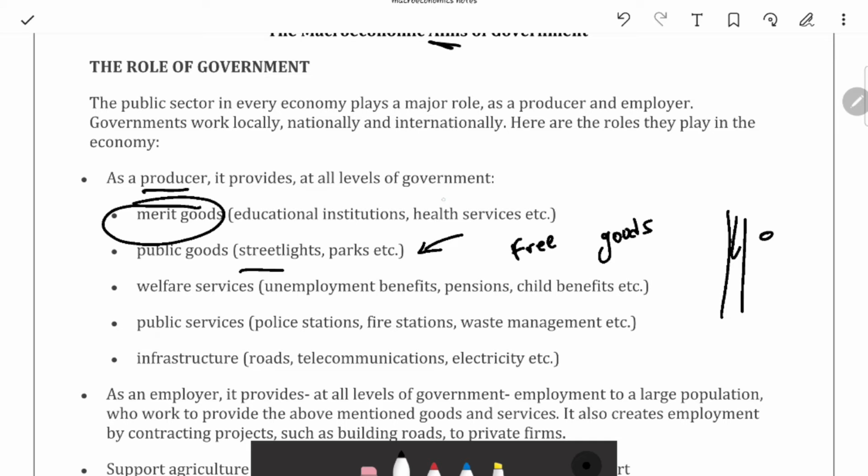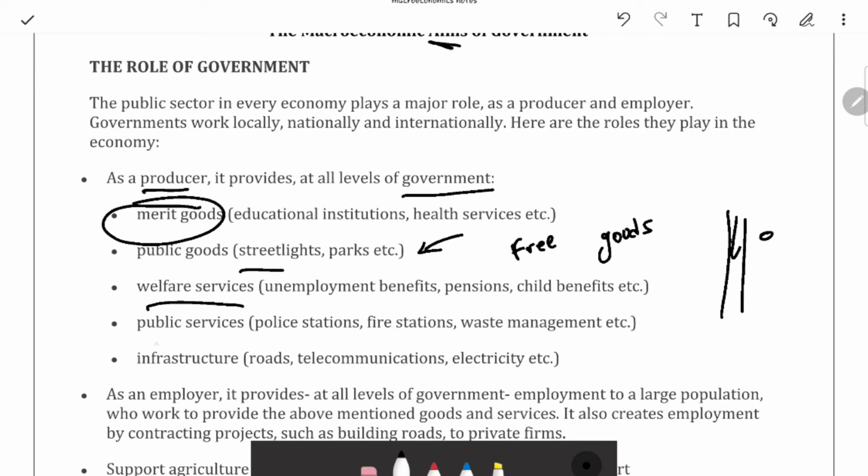Okay, some can be using streetlights more than others, but you cannot charge for it, because you cannot measure it. So in that case, the government comes and intervenes and provides these streetlights. The next one is welfare services. If citizens are unemployed, it's right for the government to provide them with basic facilities, because of course they're citizens of the country and the government has to do that.